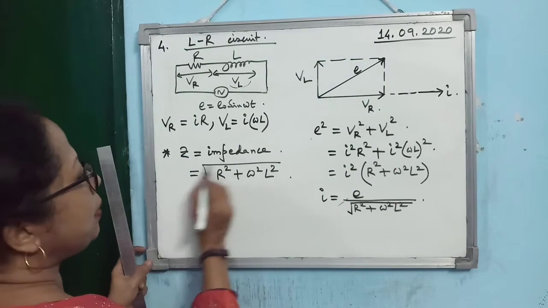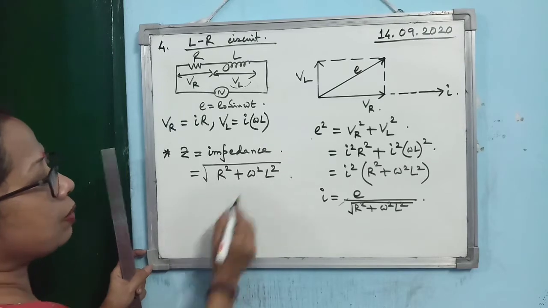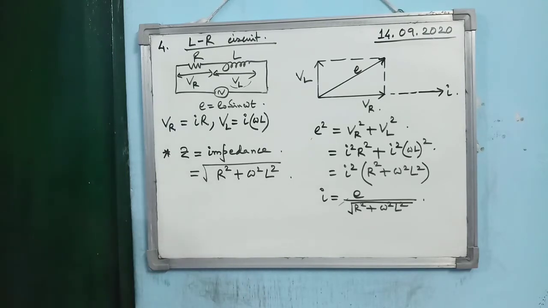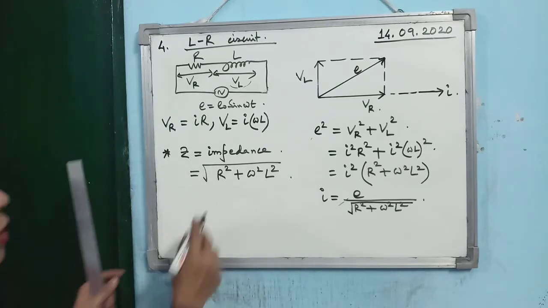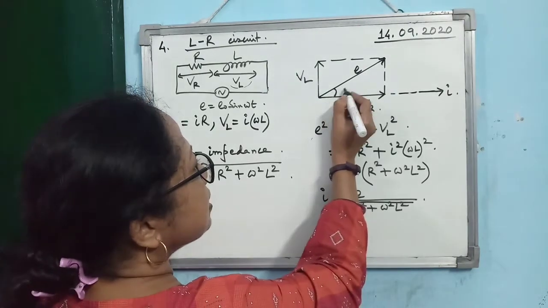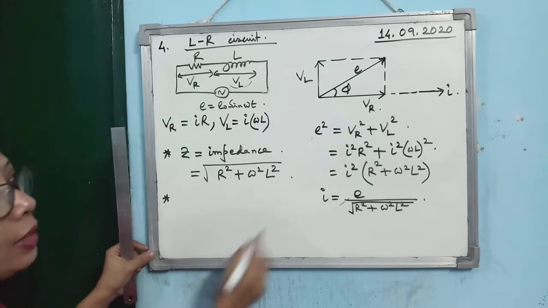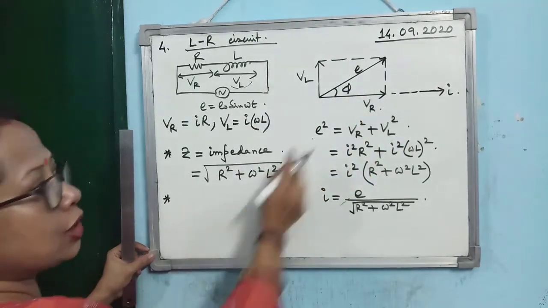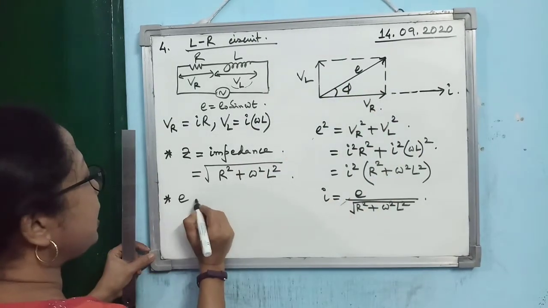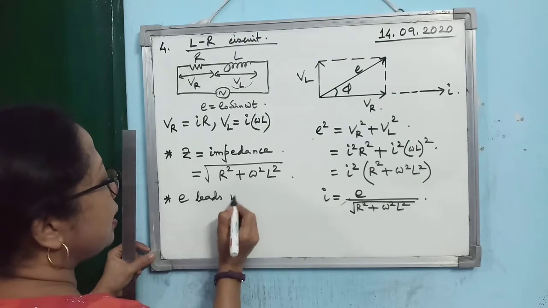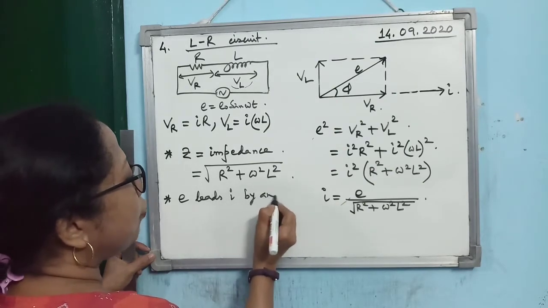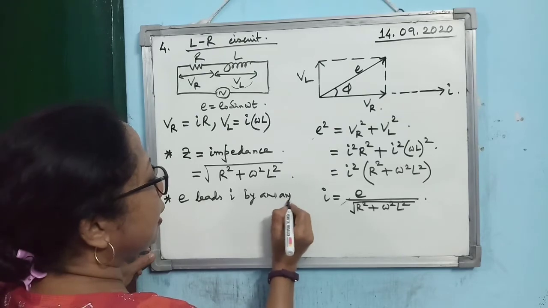So what is the impedance of the circuit? Impedance is given by under root R square plus omega square L square. Now if you consider this angle is phi, then what is the comment you can make about the phase relation between E and I? E leads I by an angle phi. Okay, by an angle phi.